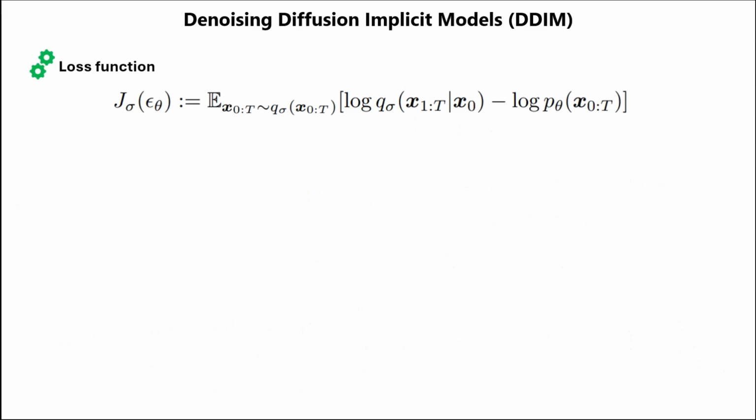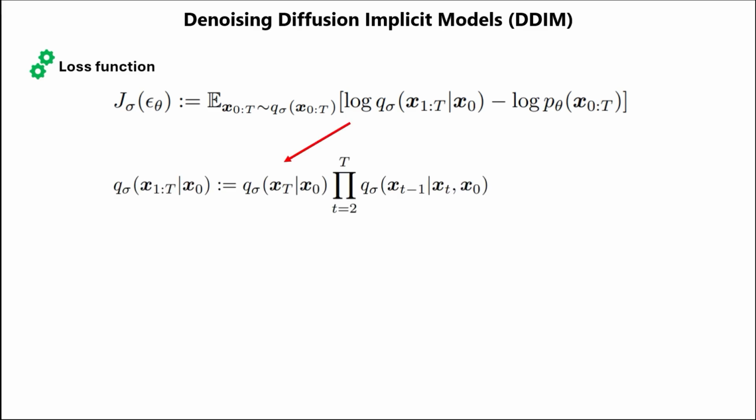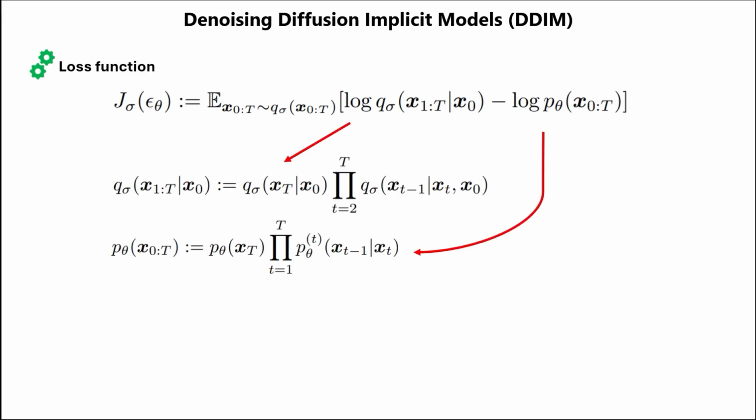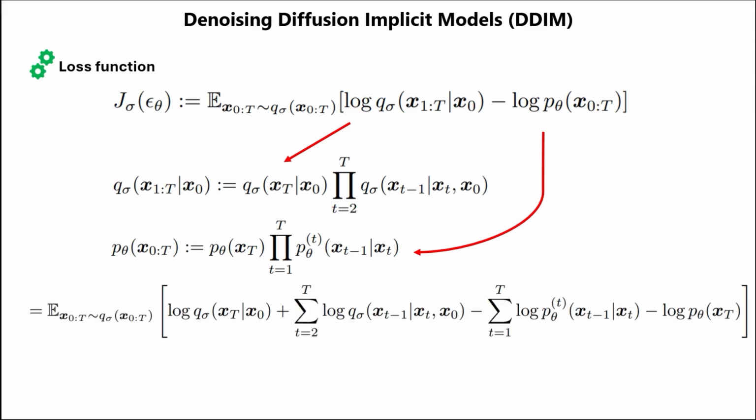And the loss of DDIM should be this formula, where the model prediction p of theta should resemble the non-Markovian q that we defined earlier in this formula. And remember from DDPM that our neural network has the job that it has to start from x capital T and then denoise it step by step. And simply substituting them in the formula and then taking their log to turn the multiplication into addition, we have this term as our loss function.